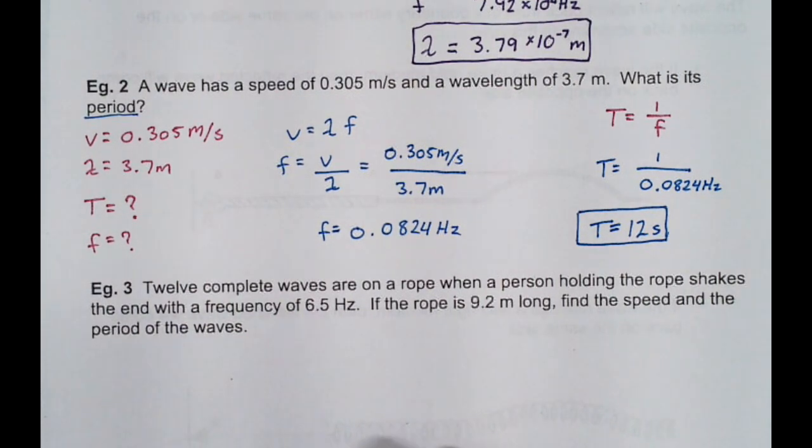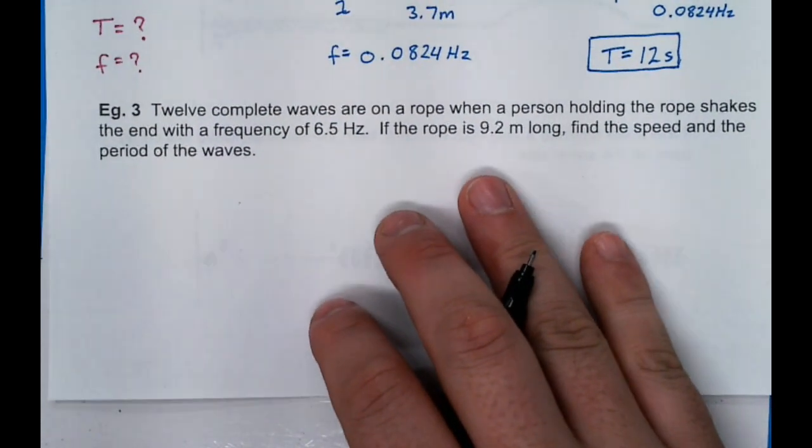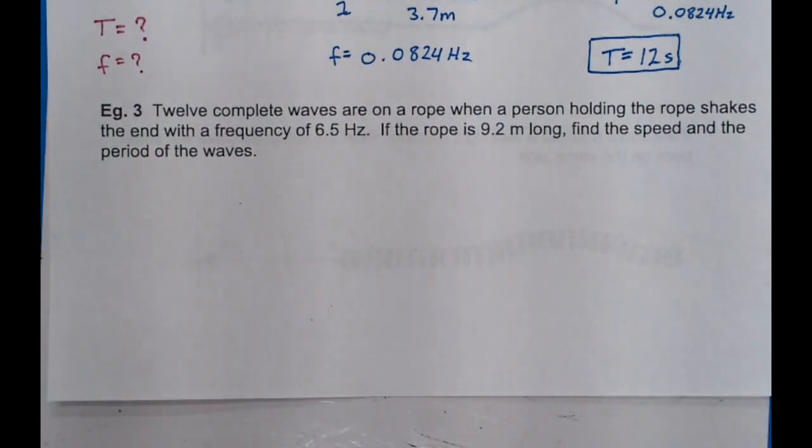Alright, let's do one last example together, and then there will be some more for you to try on your own. You have 12 complete waves on a rope when a person holding the rope shakes the end with a frequency of 6.5 hertz. If the rope is 9.2 meters long, find the speed and the period of the waves.